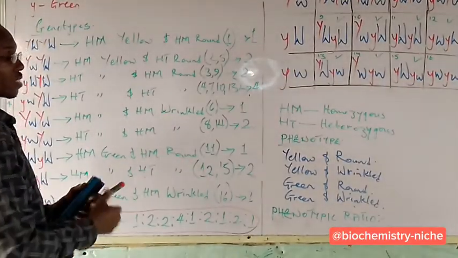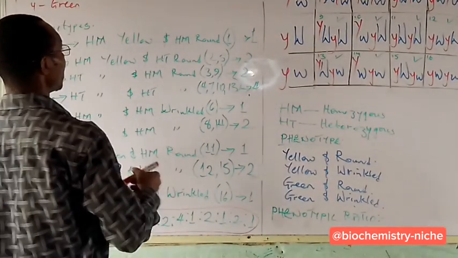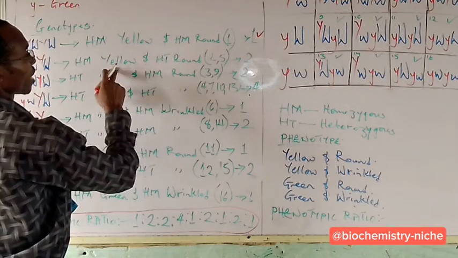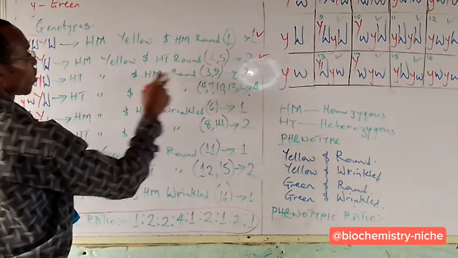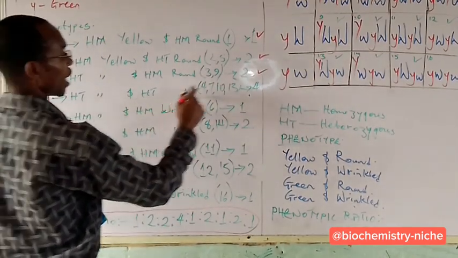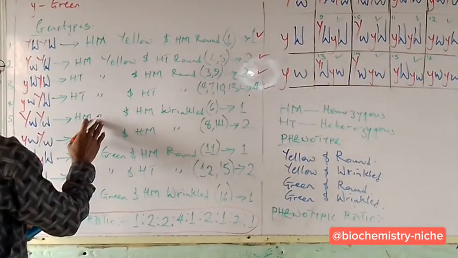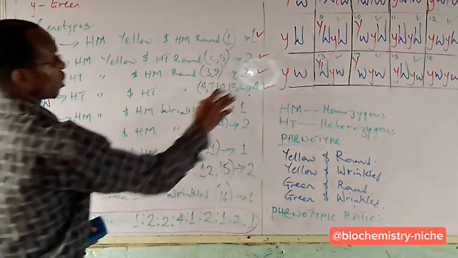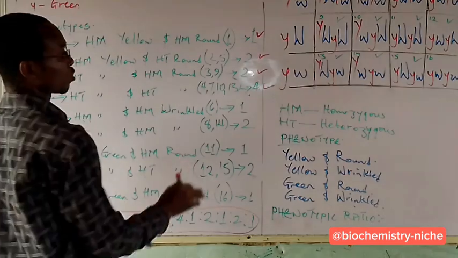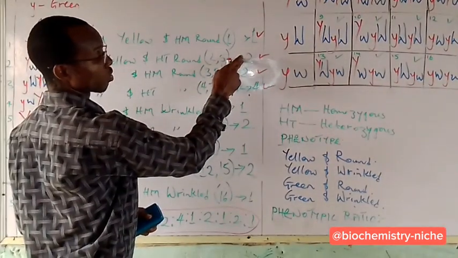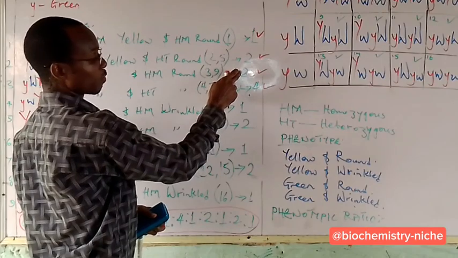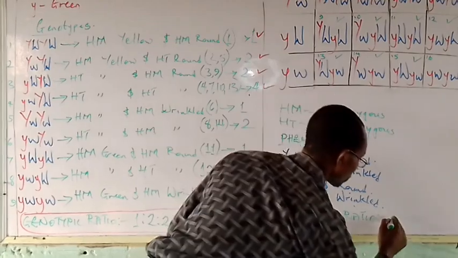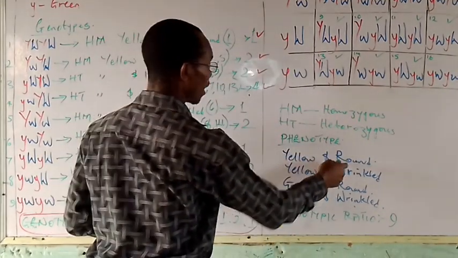Let us look at all of the ones that are yellow and round. This here is yellow and round. This also is yellow and round. This also is yellow and round. This also here is yellow and round. This one is yellow but wrinkled. This is yellow but wrinkled. This is green. This is green. This is green. So all of these ones are the ones that you have as yellow and round. So we add 1 plus 2, 3 plus 2, 5 plus 4, 9. So we have 9 as our yellow and round.